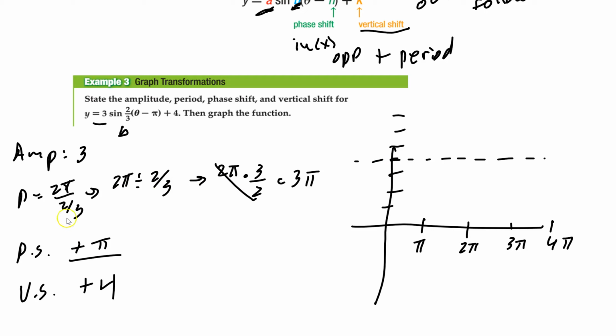Right, so my middle is 4, I have it there. My amp is 3, so I could go 3 up. 1, 2, 3. So right here's the max I could go. Right, you go plus 3 up. I could go down 3 also. The lowest I could go is right here.